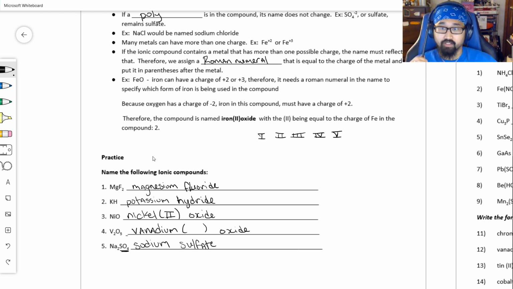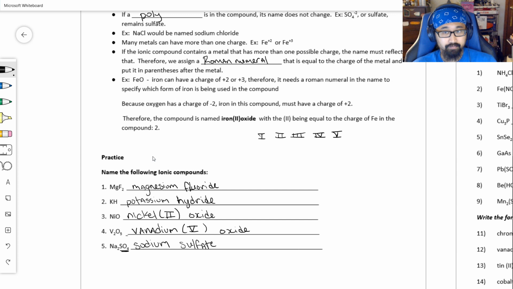I know oxygen is -2, but I have 5 of them this time, so my total negative charge is -10, which means my total positive charge has to be +10, right? I have to cancel it out. I have +10 charge spread out among 2 vanadium. So +10 split 2 ways is a charge of 5. That's a +5. So the number that I'm going to write in the parentheses is a 5.